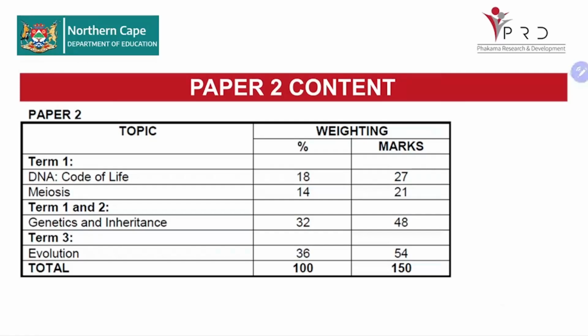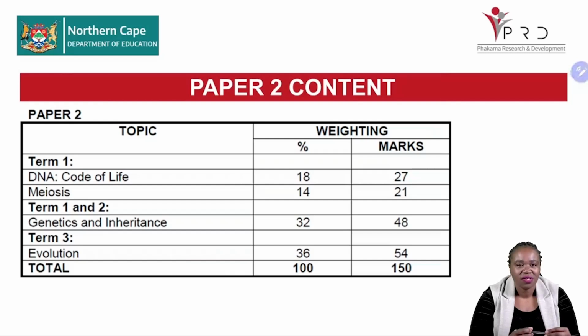Okay, so just a reminder of your paper 2 topics, just so you do not prepare for the wrong topics for your exam. We have DNA, Code of Life, which is 27 marks. We have meiosis, which is 21 marks. We also have genetics and inheritance for 48 marks. And lastly, we have evolution for 54 marks.